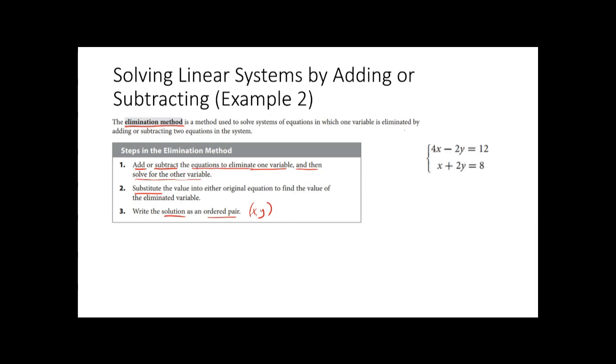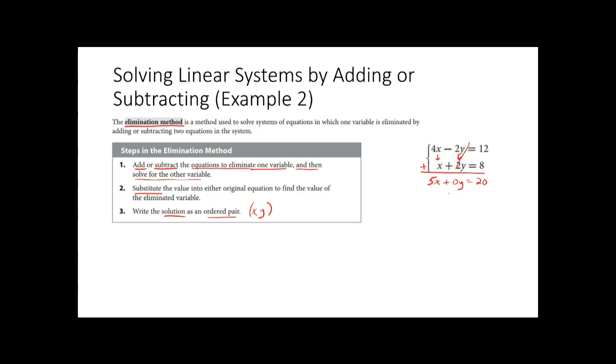All right, so example 2. I notice that if I was to add, the y's would cancel out again, because what's negative 2 plus 2? That's just 0. So I'm going to add these. So 4x plus 1x is 5x. Very nice. And then again, the negative 2y plus the 2y, they cancel out. You get 0y. Nice. And then 12 plus 8 is going to be 20.